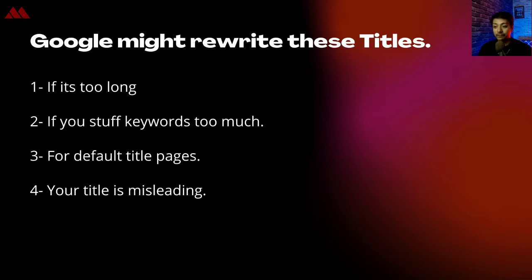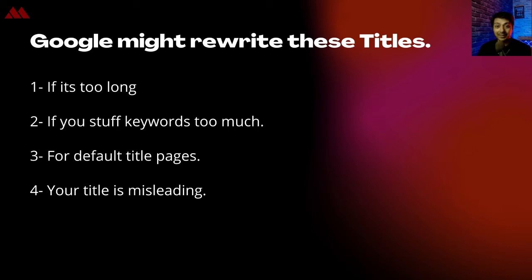Point number 3 is for the default title pages. Now, there are various times when we create a page on our website like home, services, contact us, privacy policies, and terms and conditions, and we never gave them a meta title. So instead of listing an untitled page in search engine results, Google will crawl your content and generate a relevant title for that. And most importantly, point number 4, if your title is misleading.